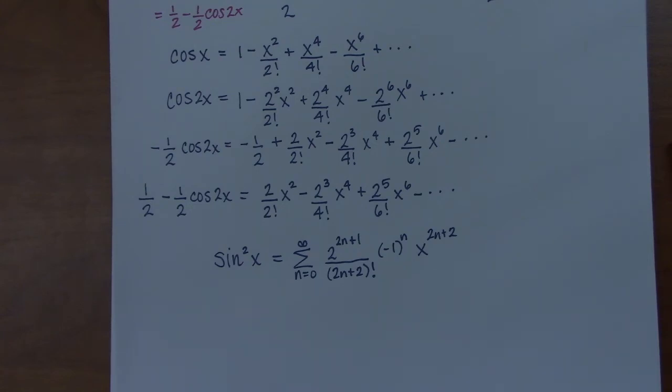We could do a similar thing for cosine squared x, except instead of doing 1 minus 1/2, we would have done 1 plus 1/2 cosine 2x. And so that would have just tweaked things ever so slightly.